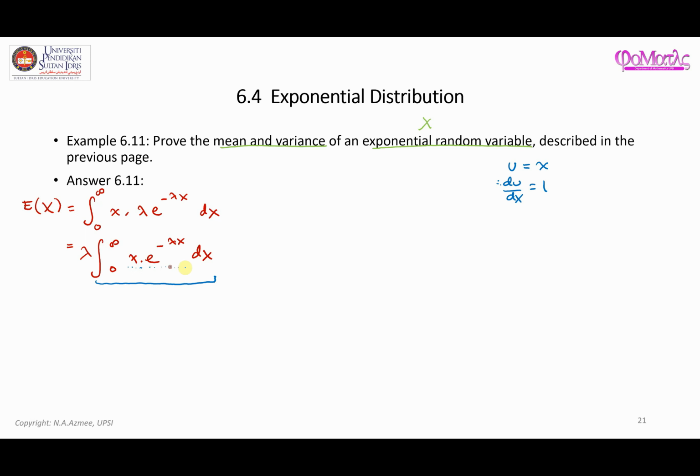Next, we're going to consider the next part here, which is dv equals e^(-λx) dx. And if you integrate both sides of the equation, then you will get v. v is e^(-λx) divided by the constant right next to x, which is negative λ. So that's the result, and this result can also be written in this manner if you want: negative 1 over λ times e^(-λx). So that is another way of representing this term.